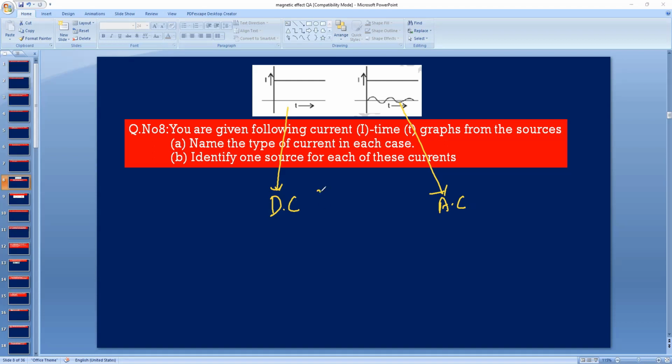Now, DC current has frequency zero. AC current has the existence of frequency. So this we have to write. Identify one source for each of these currents. The first one, DC current, the source is battery.